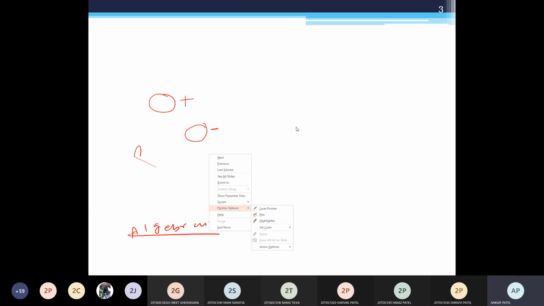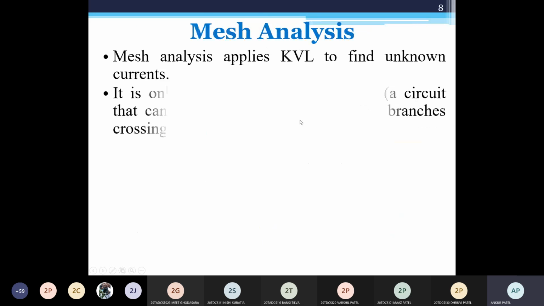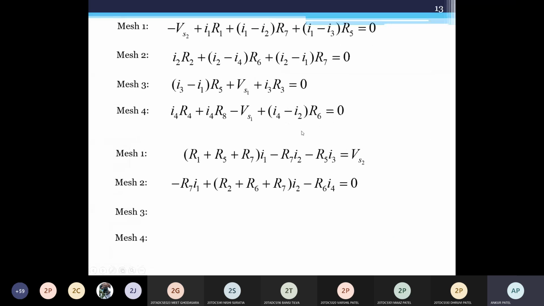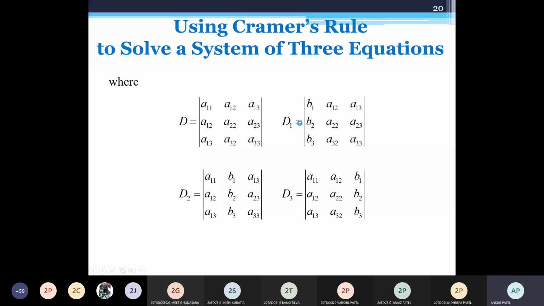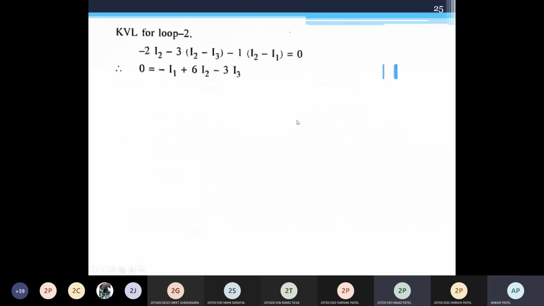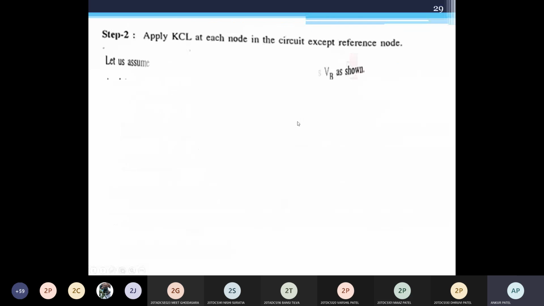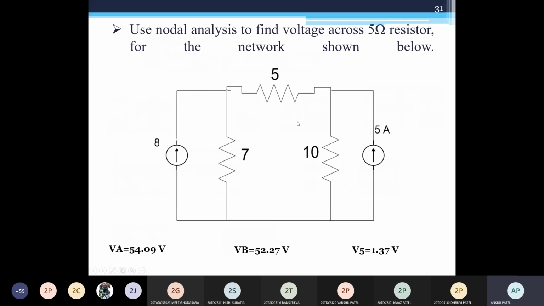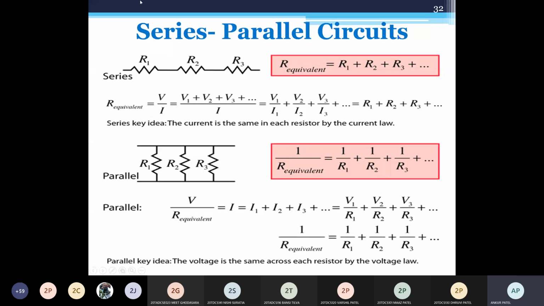Now we are moving to the series and parallel connections. Okay, slide number 32. So these are the equations for R equivalent, which you are going to apply in examples for solving equivalent resistance. By finding R equivalent resistance, you can find the total circuit current or supply voltage.